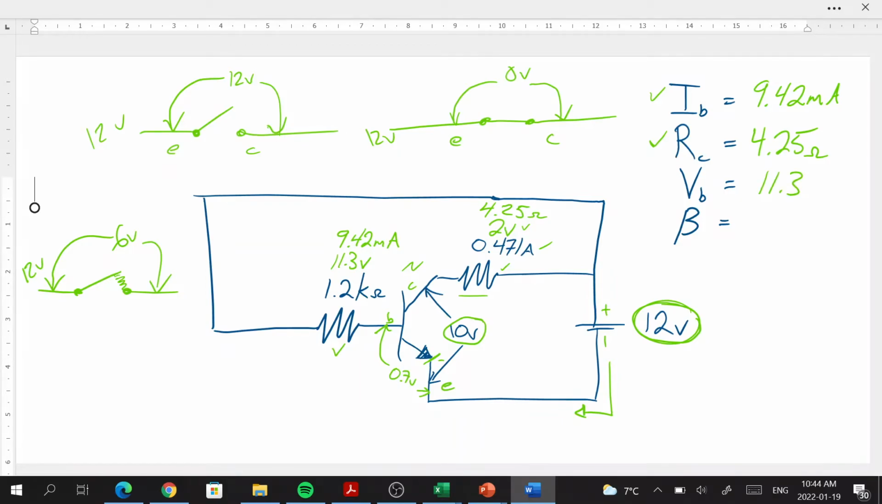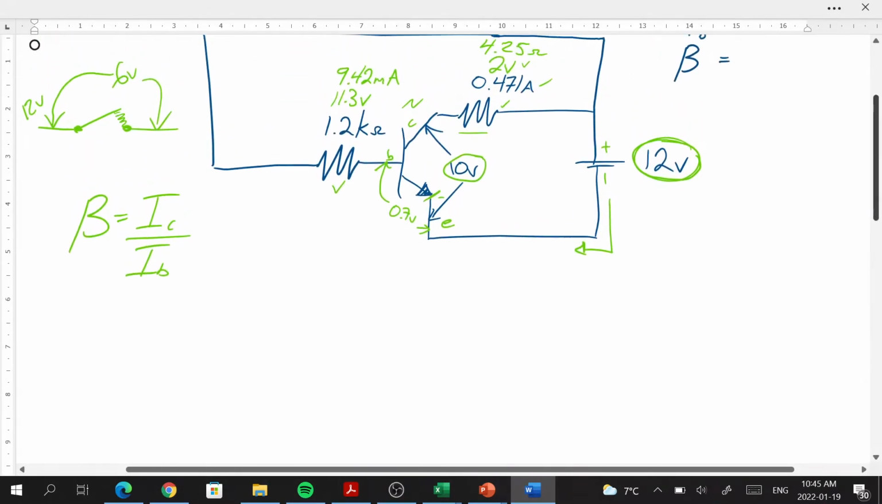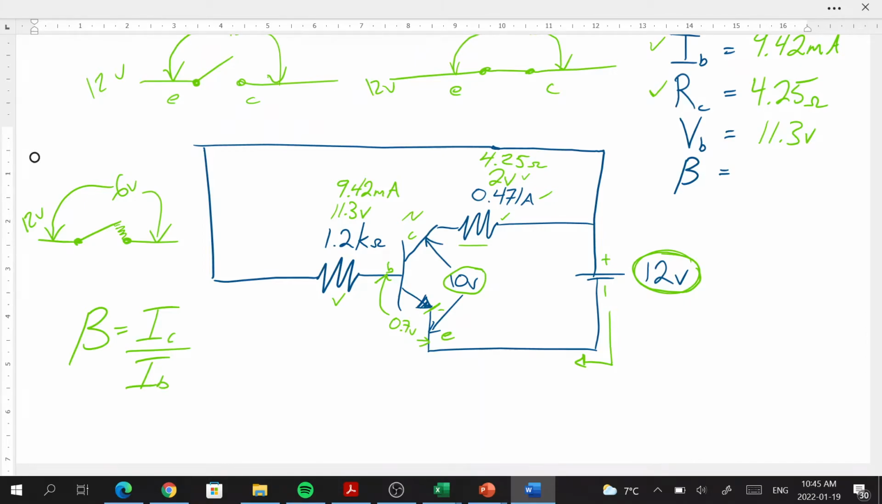All we got to do now is figure out beta. Okay, so remember that beta is a ratio. Beta equals the current on the collector over the current in the base. So in this case, we don't know what beta is. Beta is equal to the current in the collector, which is 0.471, over the current in the base, which is 0.00942. Don't forget to convert the milliamps into amps.